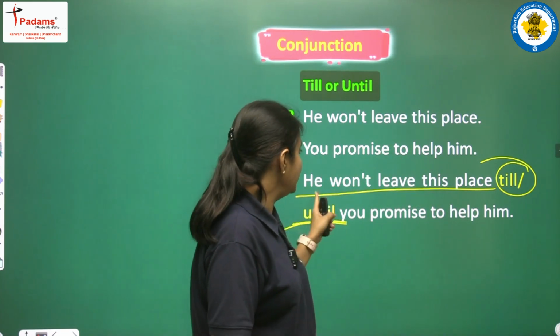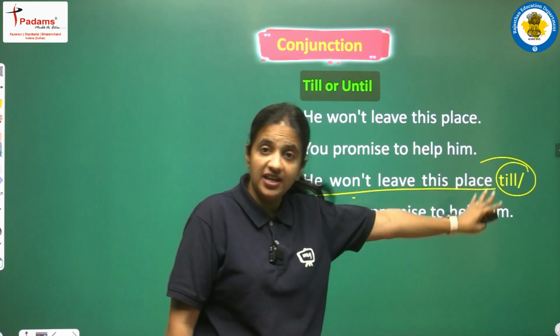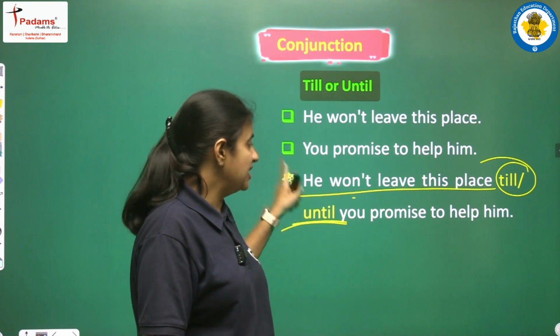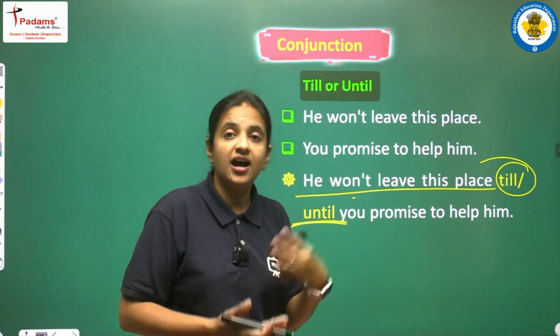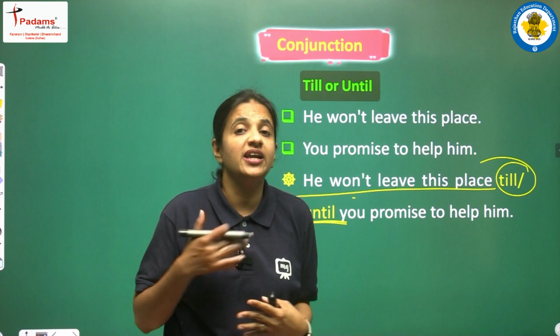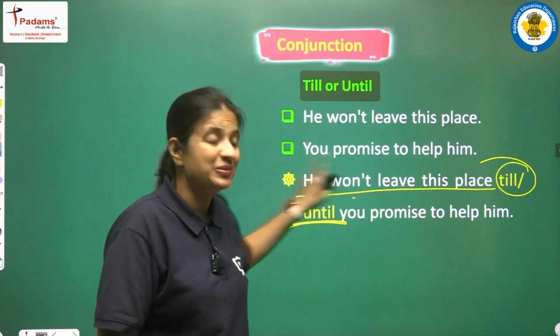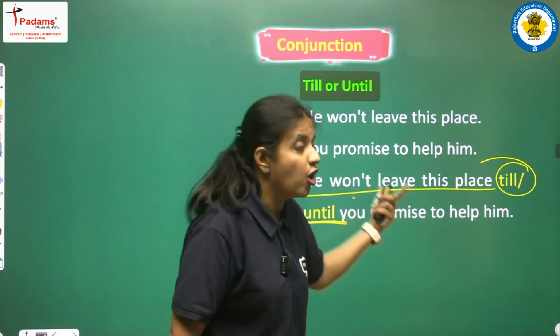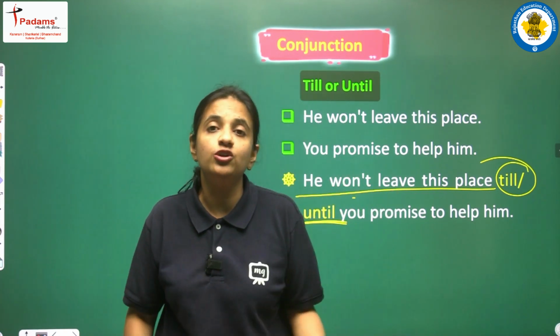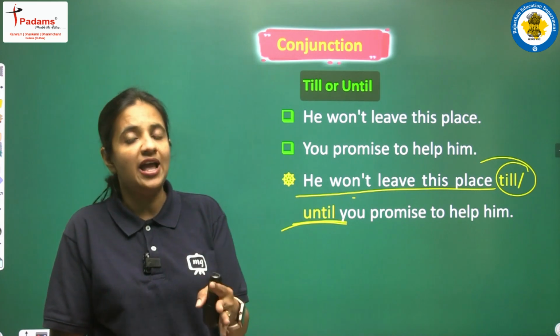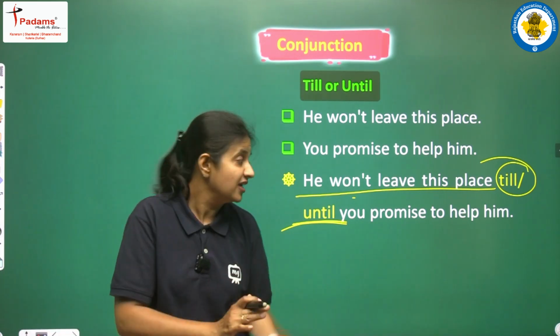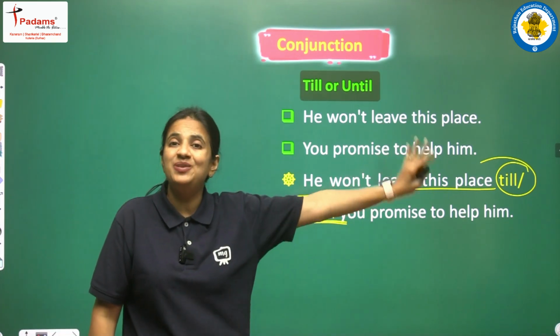Here we are saying that he won't leave this place. So we are talking about one person and we are saying कि वो यहाँ से, this place से वो नहीं जाएगा. कब तक नहीं जाएगा? So this is the time limit. वो कब तक नहीं जाएगा? Till you promise to help him. So जब तक तुम promise नहीं कर देते that you will help him. So उस time तक he won't leave this place.